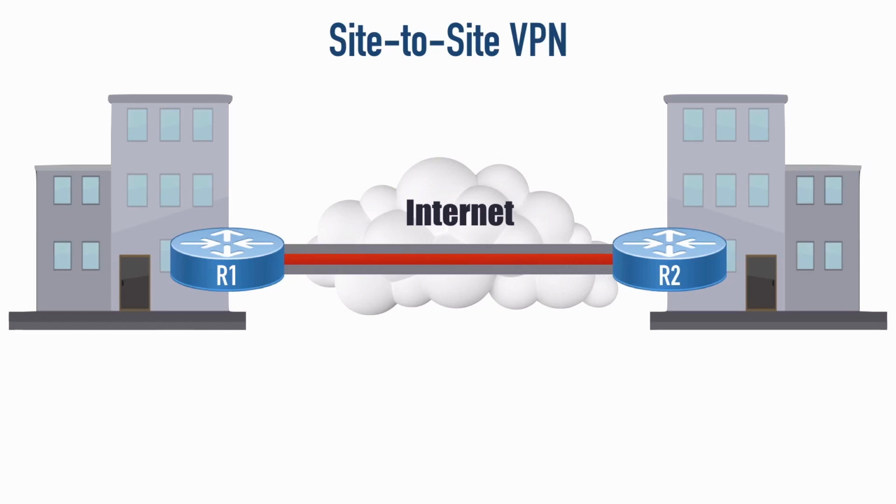But the challenge is we want to do that securely because the internet is an untrusted network. So we need to come up with some sort of a virtual private network, a VPN, that can protect our data as it's flowing between a couple of sites. So let's think about how we can accomplish that.